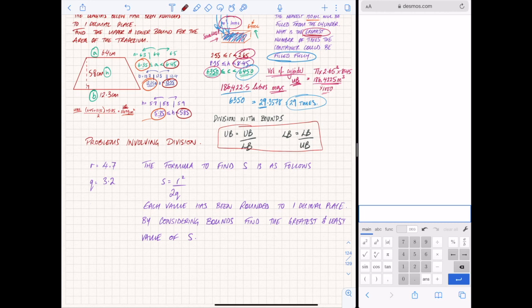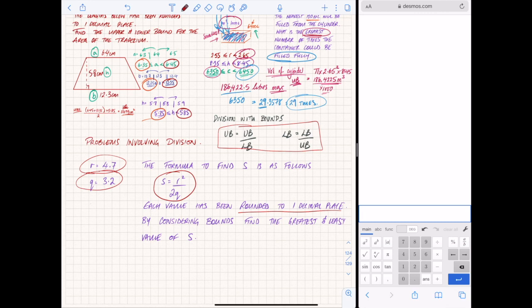Okay, so final bit here, let's have a little look at what we've got. It says the formula to find S is as follows. So here's my formula: S is equal to R squared divided by 2 lots of Q. And it tells you here that R is 4.7 and Q is 3.2. Each value's been rounded to 1 decimal place. That's going to be important, because that's what we have to talk about in terms of bounds. By considering bounds, find the greatest and least value of S.